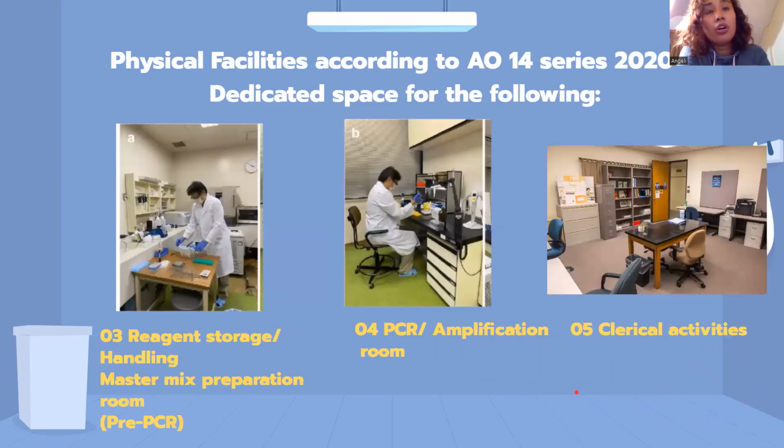And we also have another pre-PCR room. So before going to the amplification room, we have reagent storage, reagent preparation or handling, or master mix preparation. Anything that is involved in preparing your reagents, aliquoting it, handling it, storing it, guys, is in your reagent area.